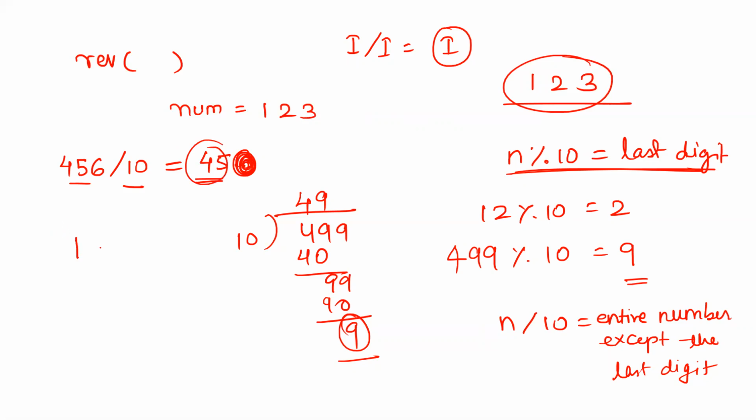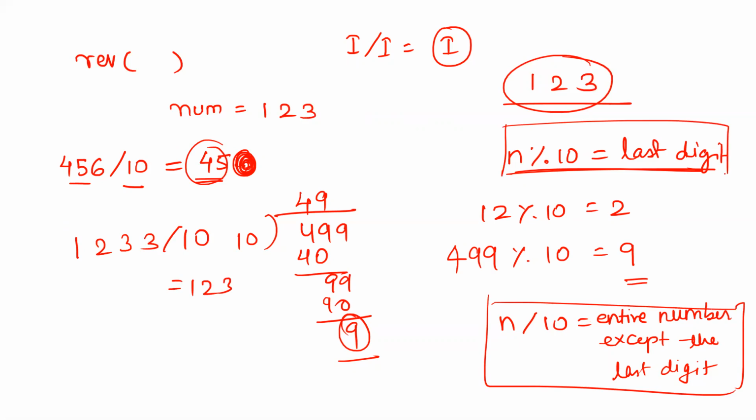Now if we have the number 1233 and we divide it by 10, our answer will be 123. So these two concepts we are going to use. The code for digit extraction is that we have to repeat something until the number is greater than 0. So what is our number? Suppose we have taken n as 123, and we have to find the reverse of this number.